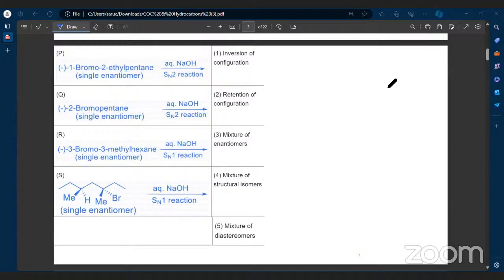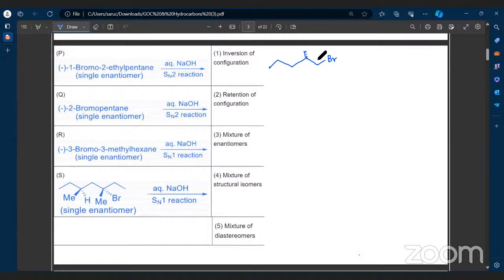Okay, so first we'll write the compound. The compound given here is minus 1 bromo 2 ethyl pentane, which is a single enantiomer. When it reacts with NaOH, which is an SN2 reaction, you have to match it. So I'll write here, you'll have 5 carbon atoms, 1, 2, 3, 4, 5, and you have bromine on the first carbon and an ethyl group on the second carbon.